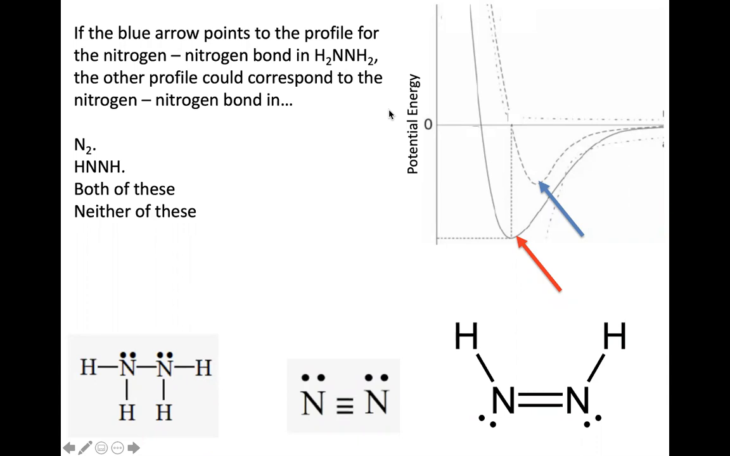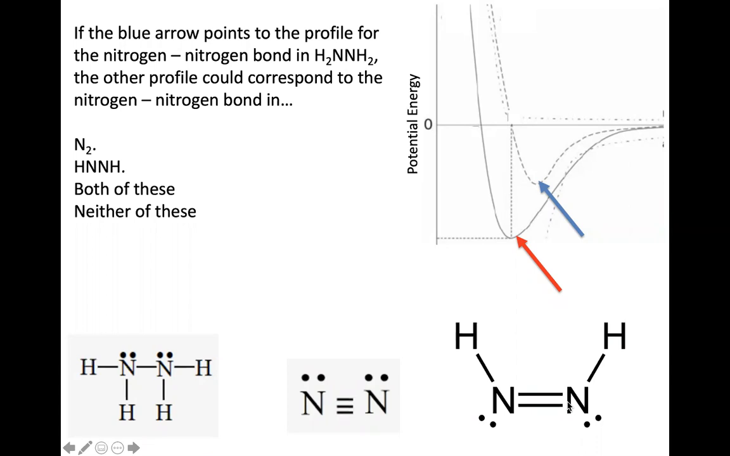My interpretation as those are coming in is that the blue arrow is pointing to what looks to be a single bond between the nitrogen atoms. That's the energy well diagram, the dashed line. It looks like then this N2 is something that has a triple bond in it. The HNNH looks like it has a double bond in it.